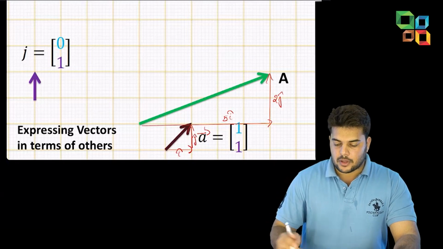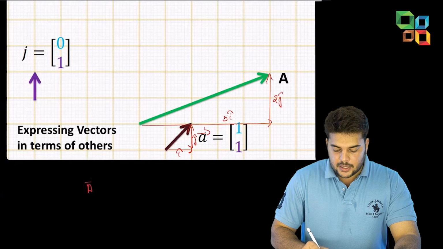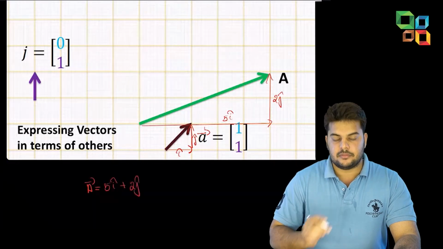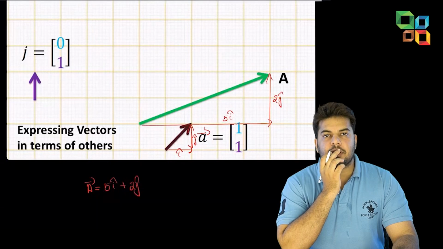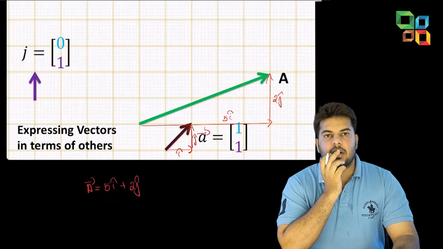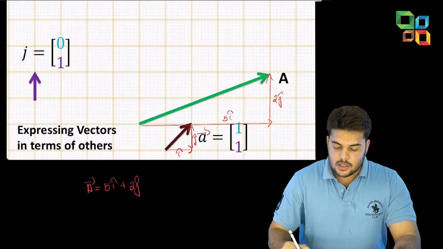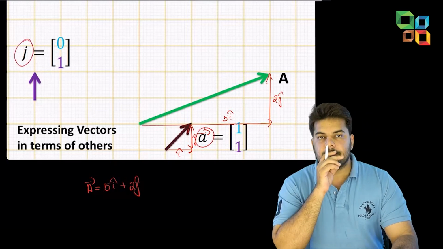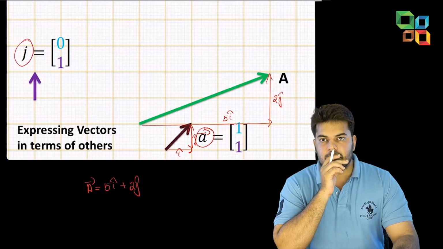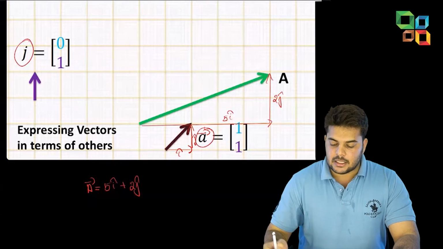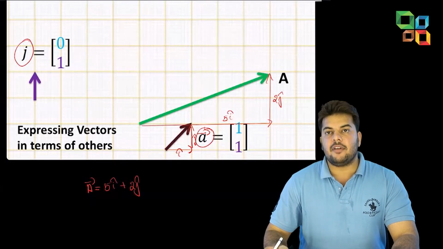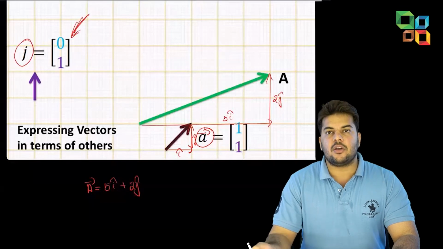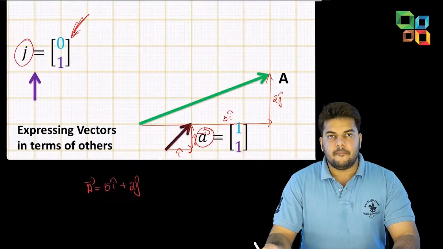Now let's look at it, Rohit. I want a vector, capital A vector, which is nothing but 5I plus 2J, correct? But I have to write it in terms of small a vector and small j vector. So first of all, what I need is 5I. Now 5I cannot come from here. This is purely j. This is j only, right?